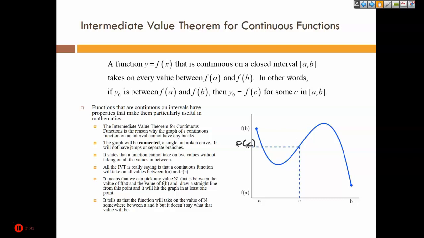Not that it matters. But basically, what this says is that if this is a point and this is a point, and the graph is continuous, every y value must live between them. Every y value must live between them. So, let's just take a random example.